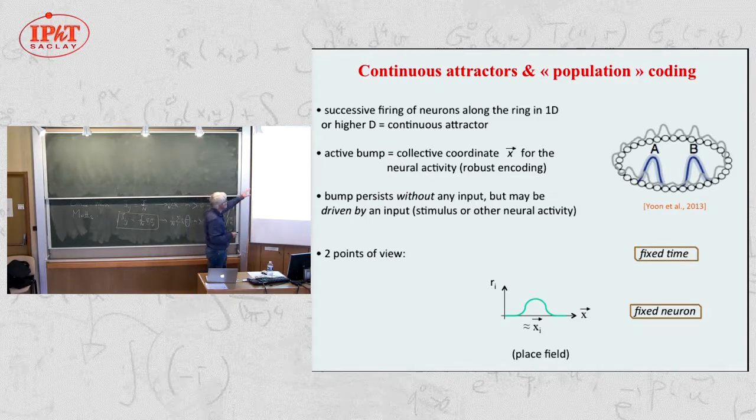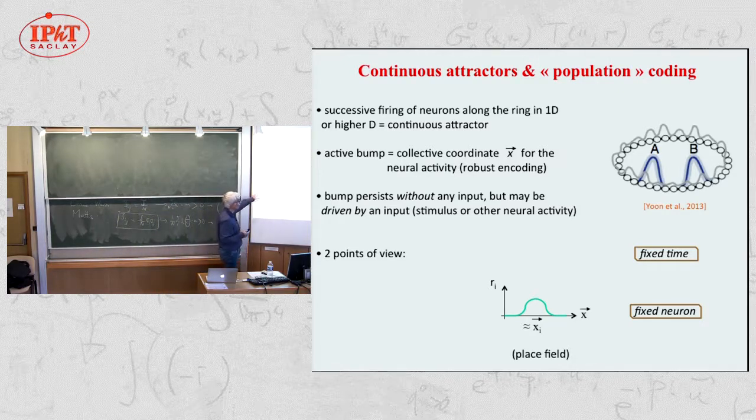And the interesting thing is that the bump is persisting without any input. But if you then add a small input which drives the bump somewhere here, then the bump will move and will be attracted there. But you don't need the input to maintain the shape of the bump. Only a weak one in order to drive it somewhere. So it's a model which can encode a coordinate, some information, and the information can change over time with very weak input. And still it's robust.